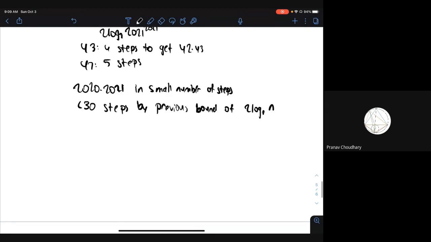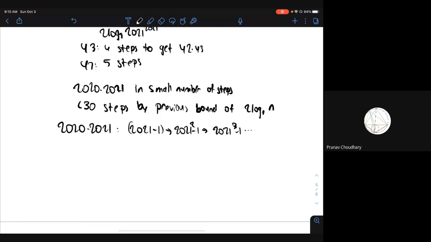So say we have 2020 times 2021. Then from here, we can just now go 2021 minus 1. So this has 2021 minus 1. Then you go 2021 minus 1, square minus 1. Then, sorry, not cubed. Fourth minus 1.